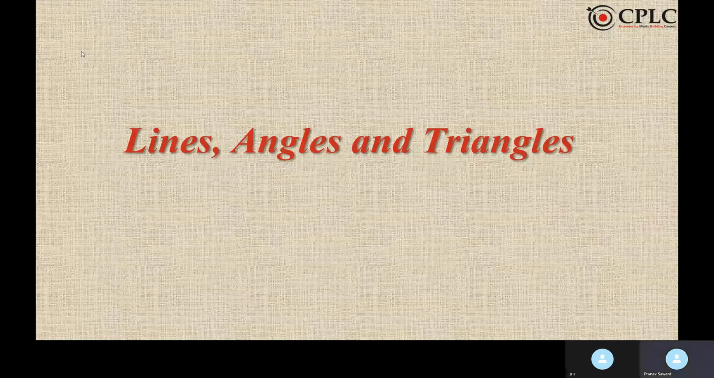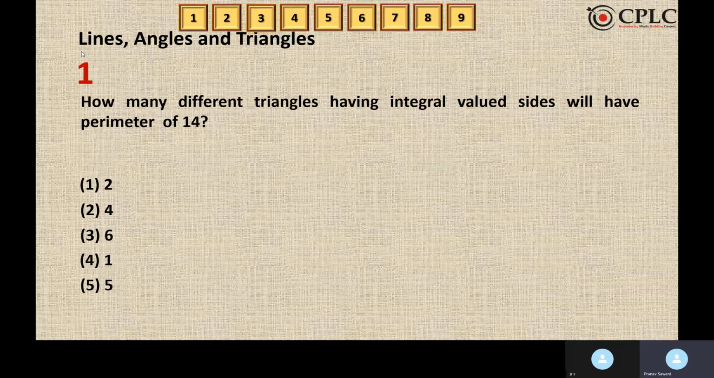Hi guys, so let's solve some questions of lines, angles and triangles. Moving to the first question, how many different triangles having integral valued sides will have perimeter of 14?